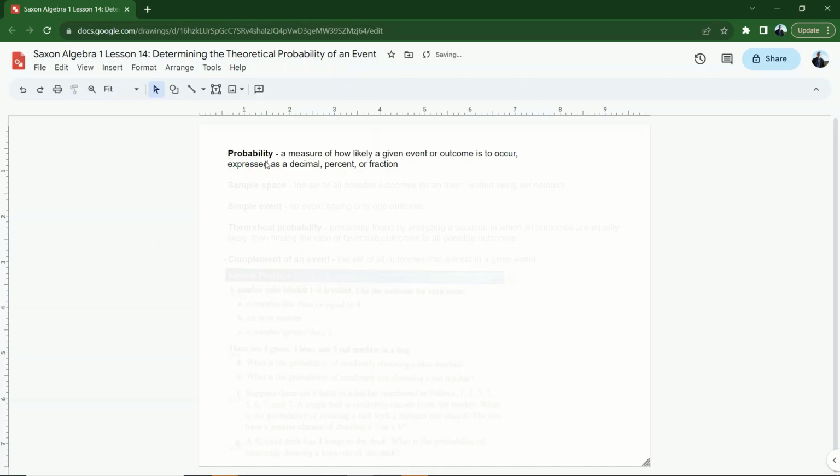What is probability? Probability is a measure of how likely a given event or outcome is to occur. And we usually measure probability and express it as a decimal, a percent, or a fraction. And honestly, in algebra, the most common way of expressing a probability is a fraction. So you probably should just express it that way unless you're asked to do it a different way.